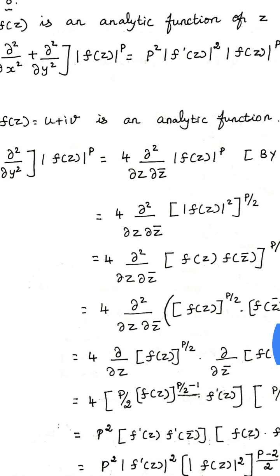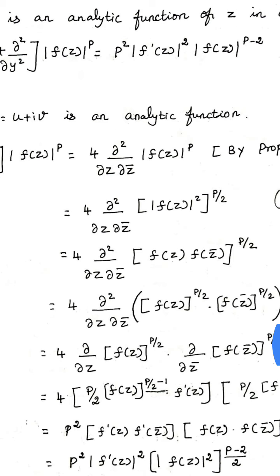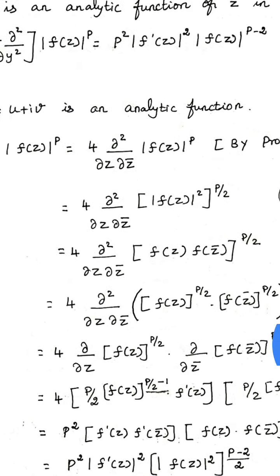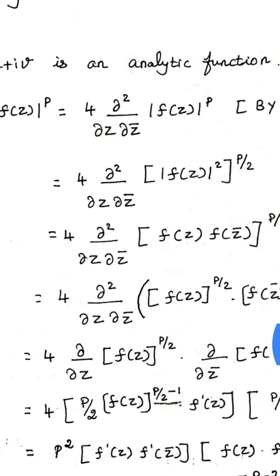Okay, and then what is the small thing I am doing with the power p? I am just multiplying and dividing it by 2, because we have to split that modulus of f(z) into some terms, but only one formula we know. What is that formula? Modulus of f(z) the whole square equals f(z) into f(z̄). That only we know. To get that square, only we are multiplying and dividing it by 2.